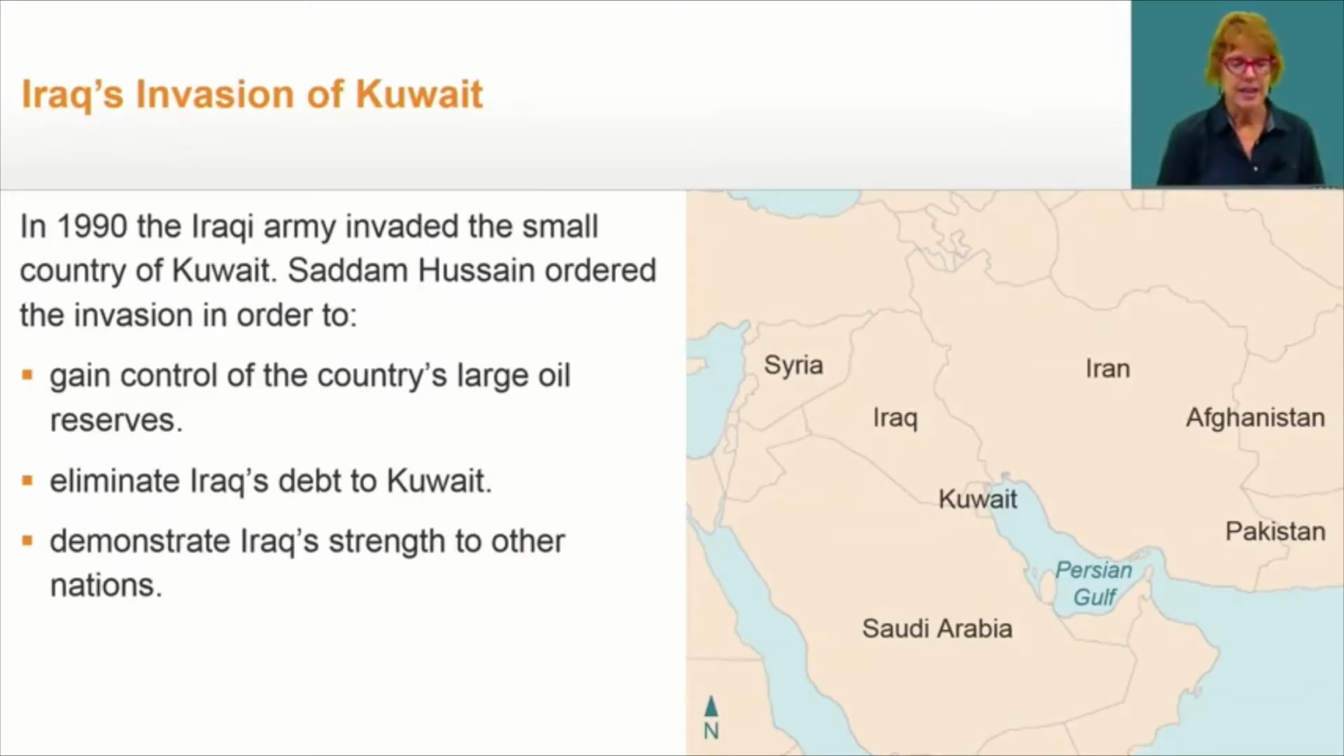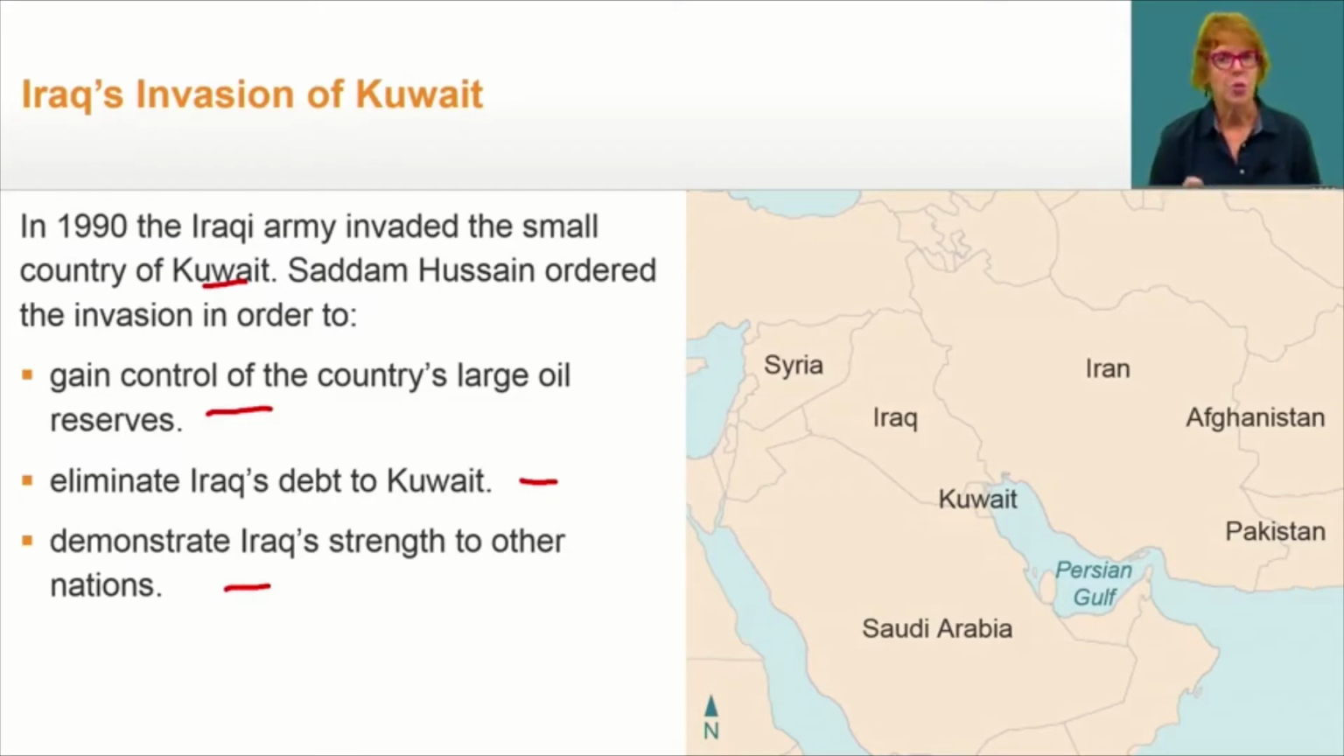In 1990, the Iraqi army invaded the small country of Kuwait. Saddam Hussein ordered the invasion in order to gain control of the country's large oil reserves. Kuwait had a significant oil supply, and oil was one of Iraq's most lucrative exports. Kuwait also had an excellent seaport, and Iraq's access was limited. He also wanted to eliminate Iraq's debt to Kuwait and to demonstrate Iraq's strength to other nations.